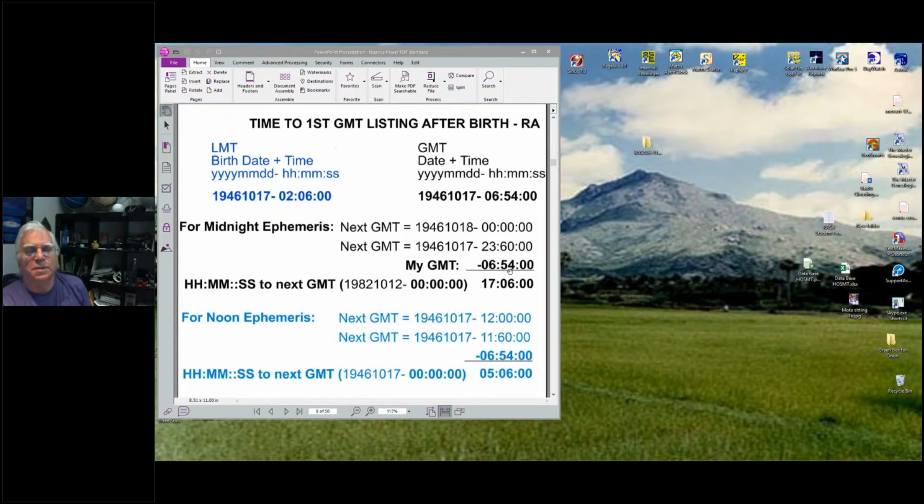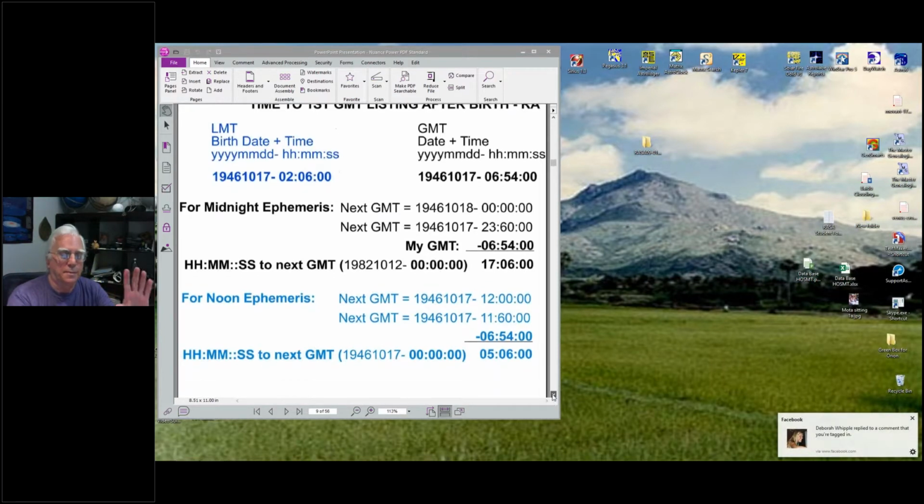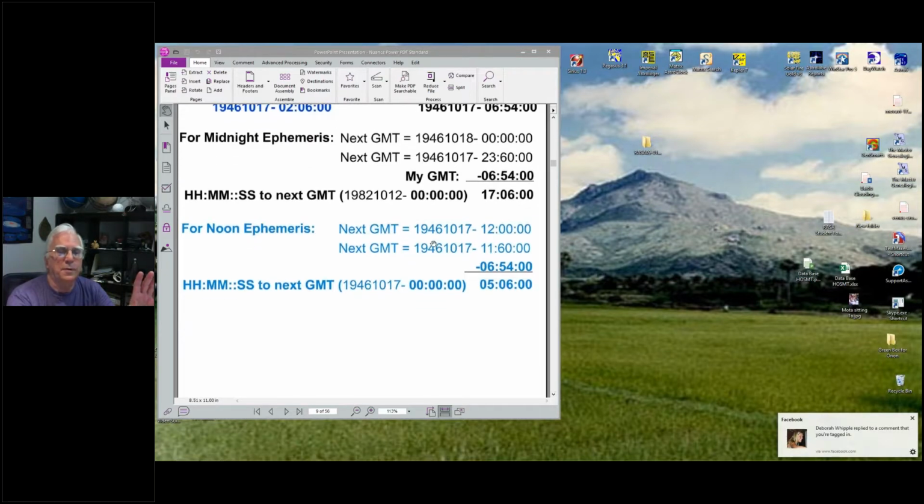My GMT is 654. I subtract 654 from that, I get 1706. That's the distance of time from my GMT, from the moment I was born, till the next listing in the ephemeris, 17 hours and 6 minutes till the next listing in the ephemeris after I was born. Okay, if I was using a noon ephemeris, I'd be using October 17, 12 noon.